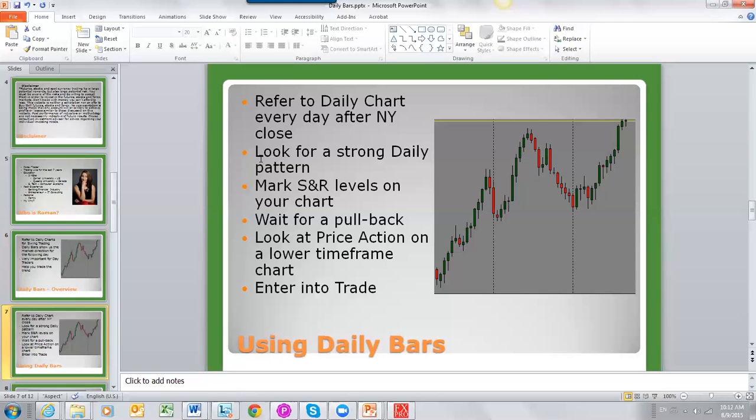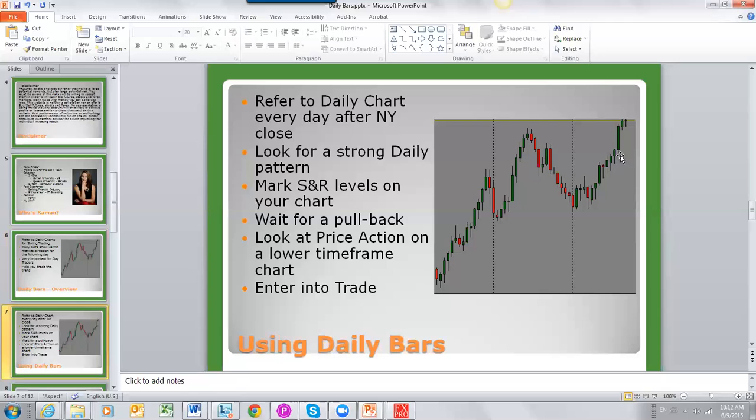In order to get into trades, I suggest you draw your support and resistance lines, and figure out where those good areas are in terms of support and resistance, where the market has the potential to set up for a trade. So you mark your support and resistance levels on your chart, and then you wait for a pullback in the opposite direction to what you're expecting the price to go.